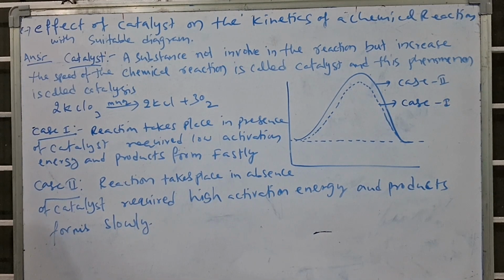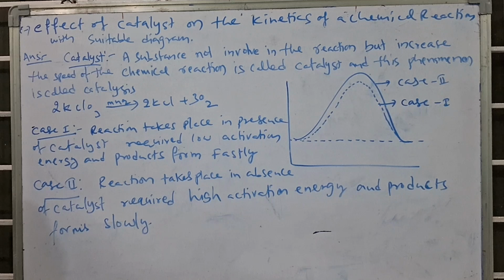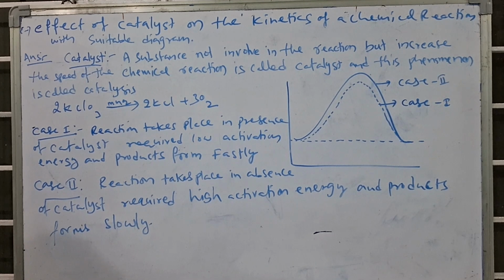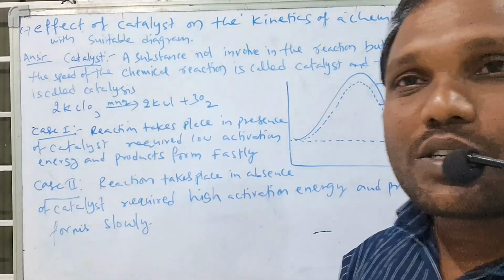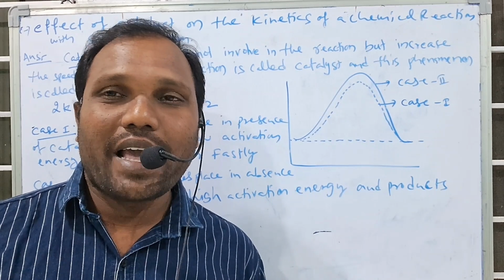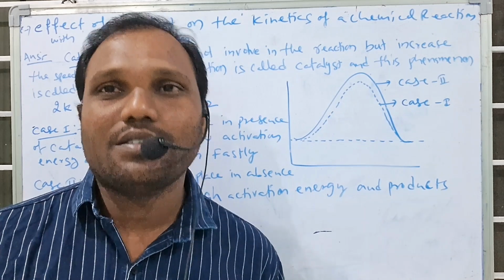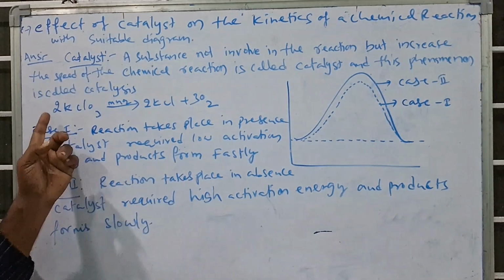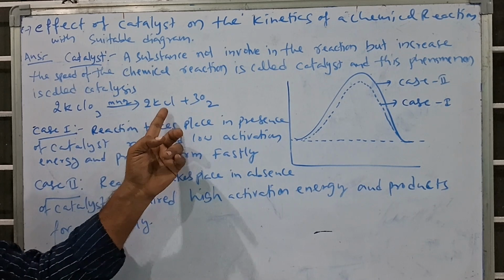Now I am explaining another question: the effect of catalyst on the kinetics of a chemical reaction with a suitable diagram. Here we need to define catalyst and explain its influence on the chemical reaction. A catalyst is a substance not involved in the reaction but increasing the speed of the chemical reaction, and this phenomenon is called catalysis.